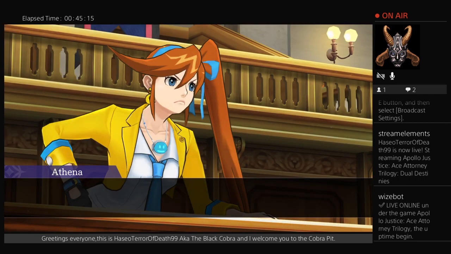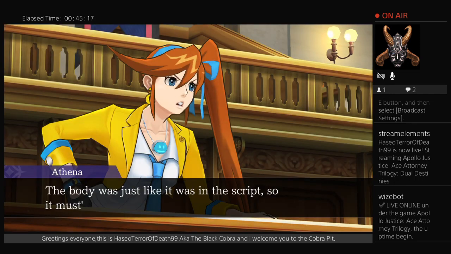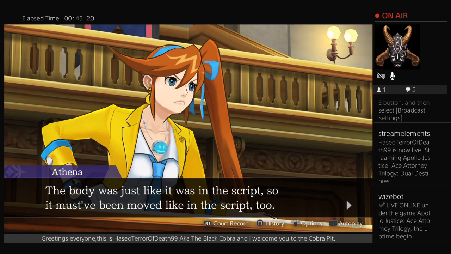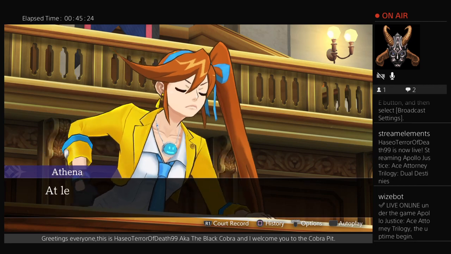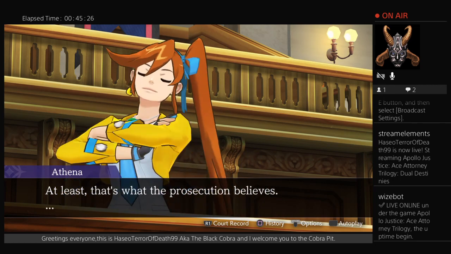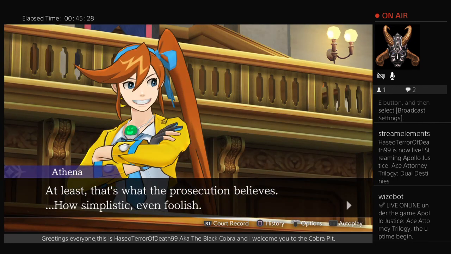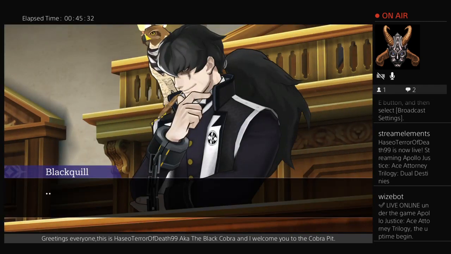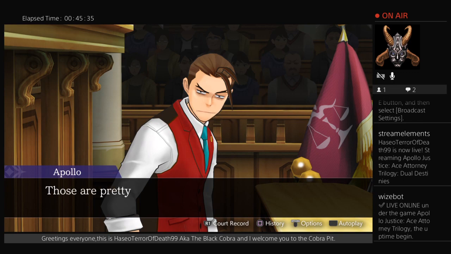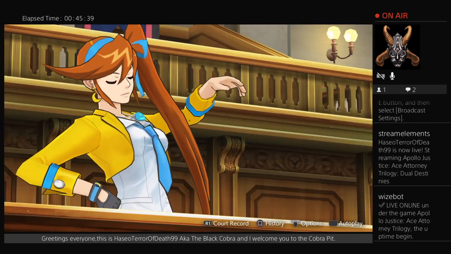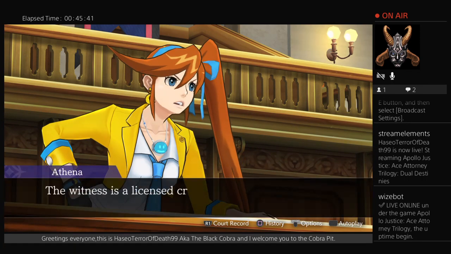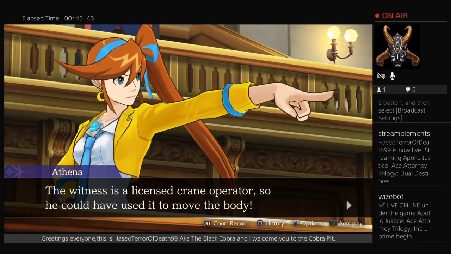And there you go. The body was just like it was in the script, so it must have been moved like in the script as well. At least that's what the prosecution believes. How simplistic, even foolish. Yes, I am. The witness is a licensed crane operator, so he could have used it to move the body.